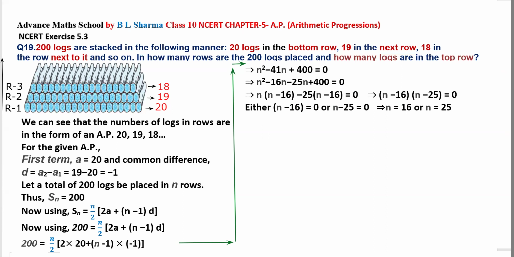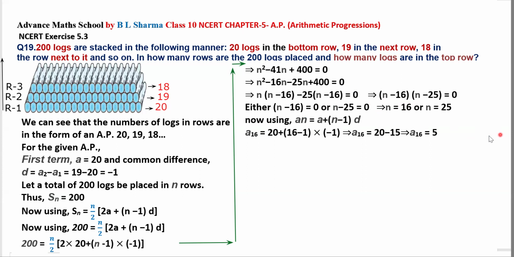If the number of rows are 16, then using an is equal to a plus n minus 1 into d. So a16 means in place of n you put 16. That is a is 20, 16 minus 1, d is negative 1. So a16 is equal to 20 minus 15, that is 5.